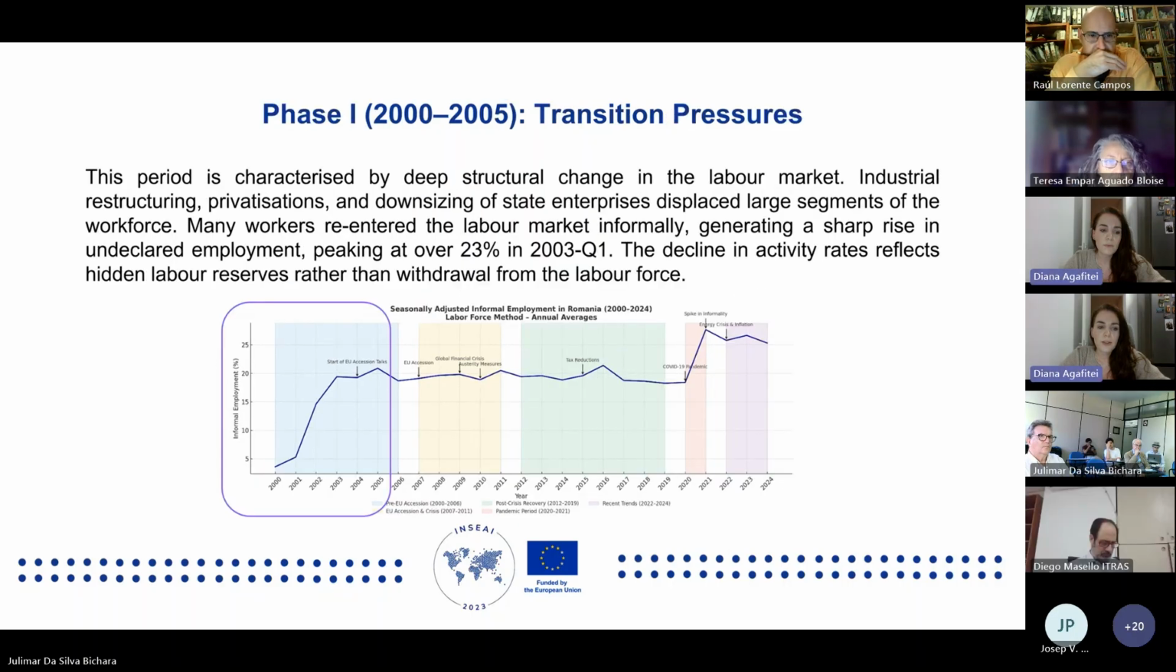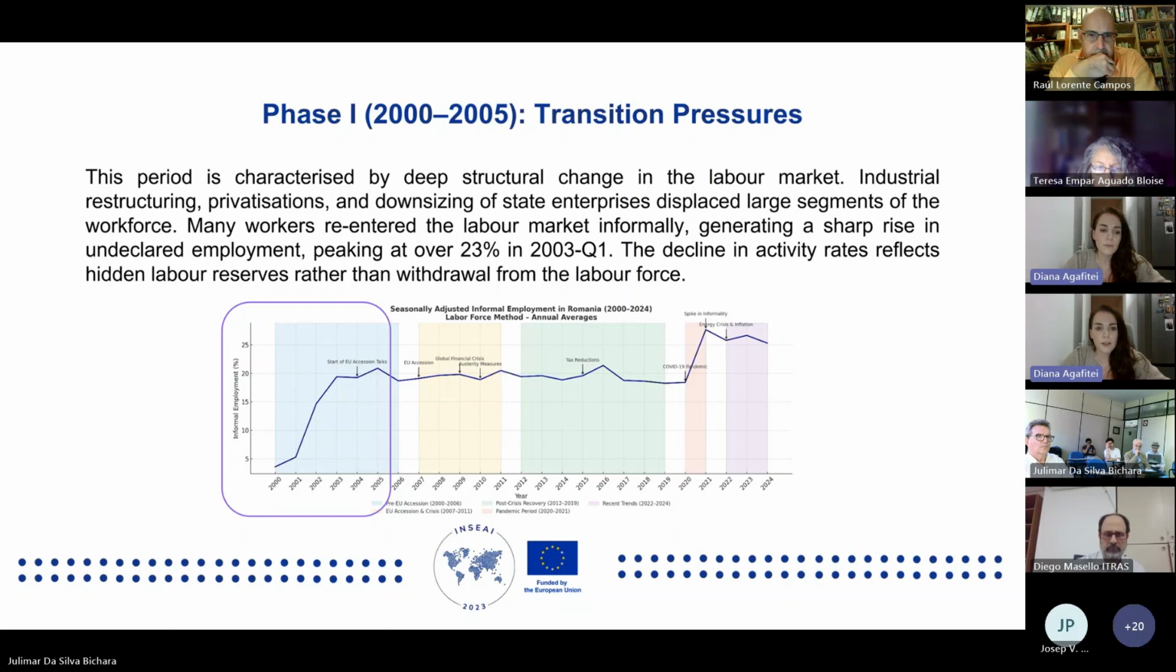If we take all these phases one by one, the first phase would be at the beginning of the period until 2005 or 2006. This period is quite close after exiting the communist era, so there has been an industrial restructuring, privatizations, and downsizing of state enterprises in Romania. Many workers re-entered the labor market informally, generating a sharp rise in the undeclared employment, peaking at 23% in the first quarter of 2003.